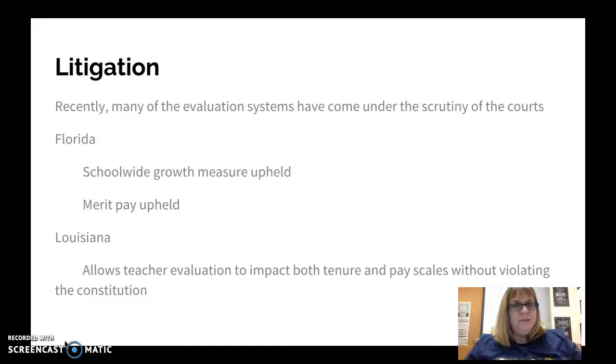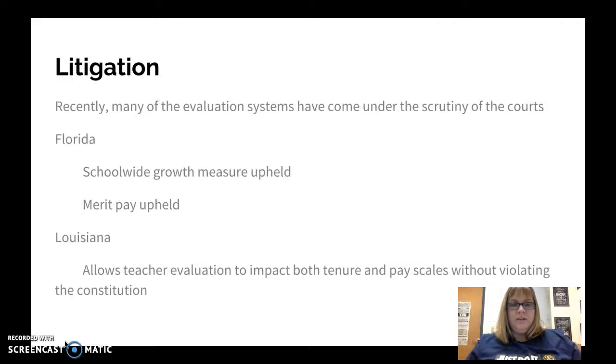Because teacher evaluation systems have become so high stakes, the evaluation systems have come under the scrutiny of the courts in several states, and I'm going to go through several states and just kind of update where we are on some of the rulings. So in Florida, the courts upheld that school-wide growth measures could be used for teachers who are not part of the state testing system. So it might be your specials teachers, it might be your world language teachers, anyone who is not part of that state testing system would have the school-wide growth measure in their evaluation rather than those test scores. And Florida also upheld the ability to provide merit pay for teachers based on their evaluations and/or student test scores.